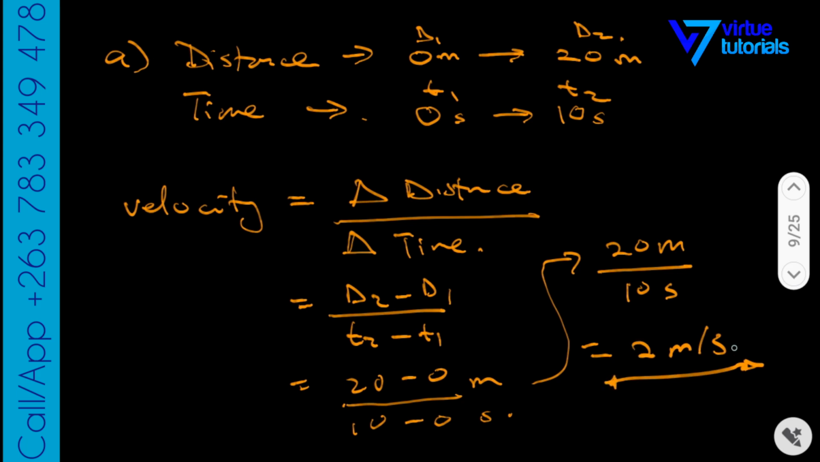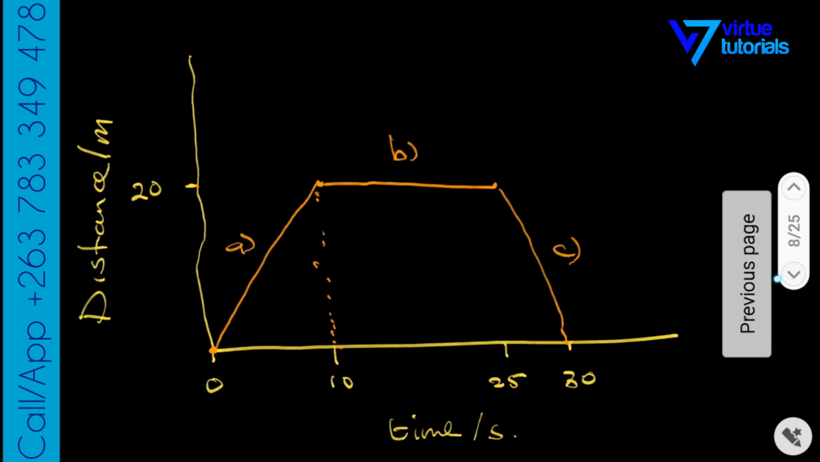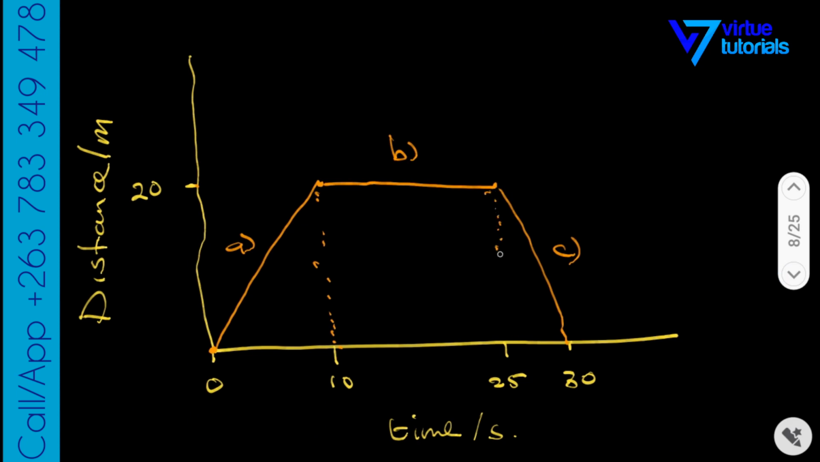So the speed of the person is 2 meters per second, meaning the person is moving a distance of 2 meters every second. That's how they're able to move 20 meters in 10 seconds. So that's section A. Let's move on to section B and do a similar thing. Let's investigate the changes so that we can calculate the speed.